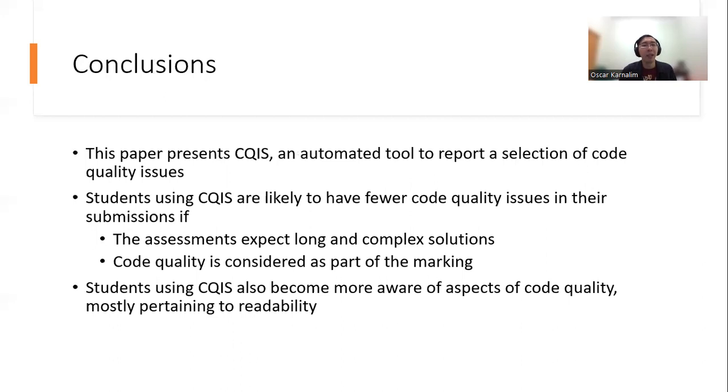So, as the conclusion, this paper presents CKIs, an automated tool to report a selection of code quality issues. Students using CKIs are likely to have fewer code quality issues in their submissions if, first, the assessments expect long and complex solutions. Second, code quality is considered as part of the marking. Students using CKIs also become more aware of aspects of code quality, mostly pertaining to readability.